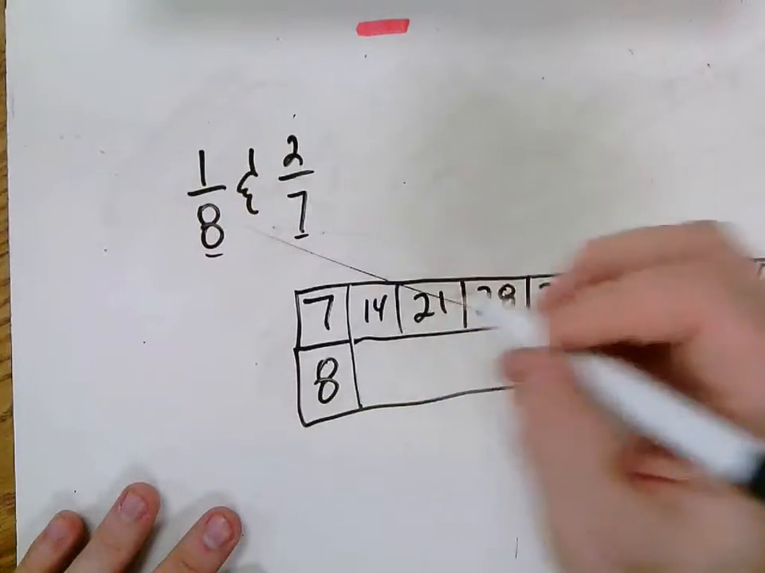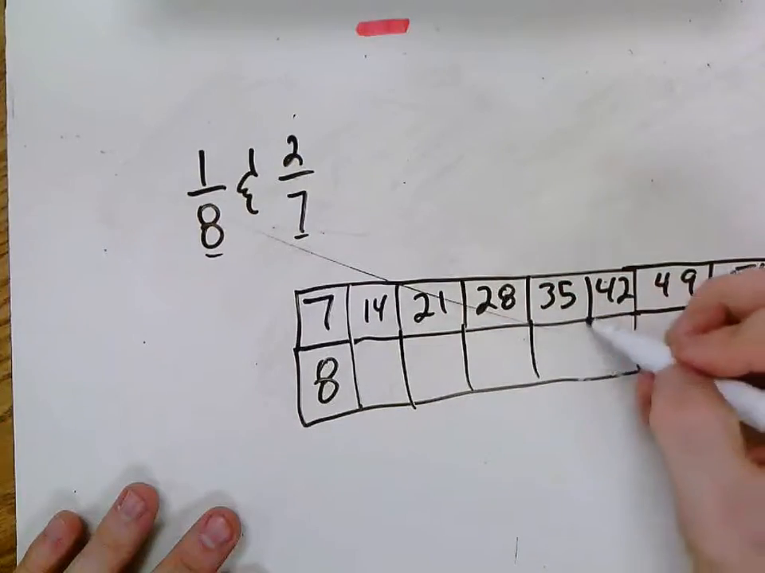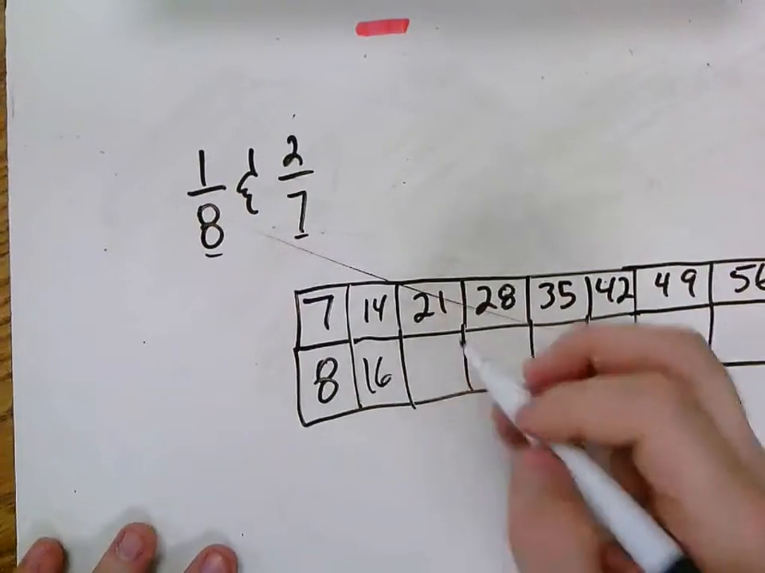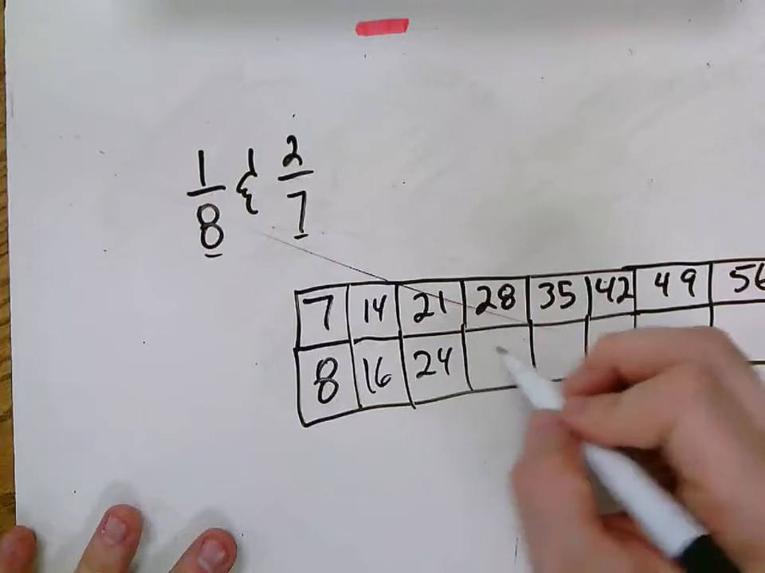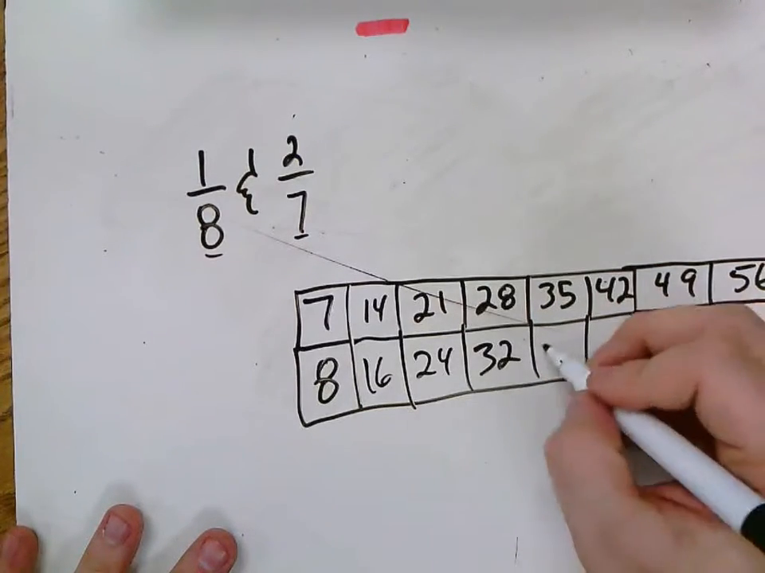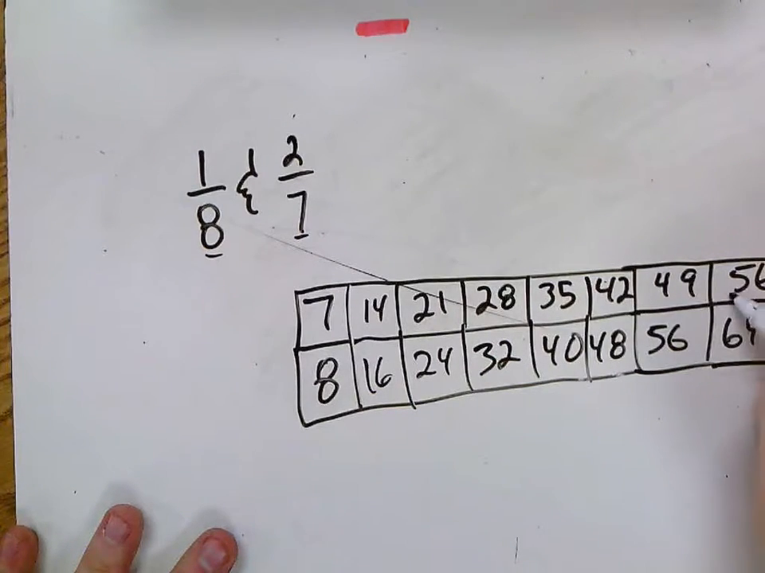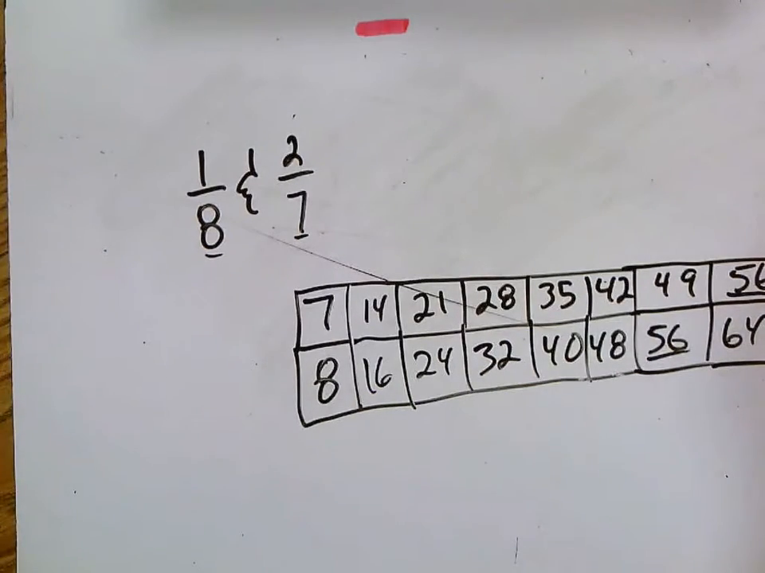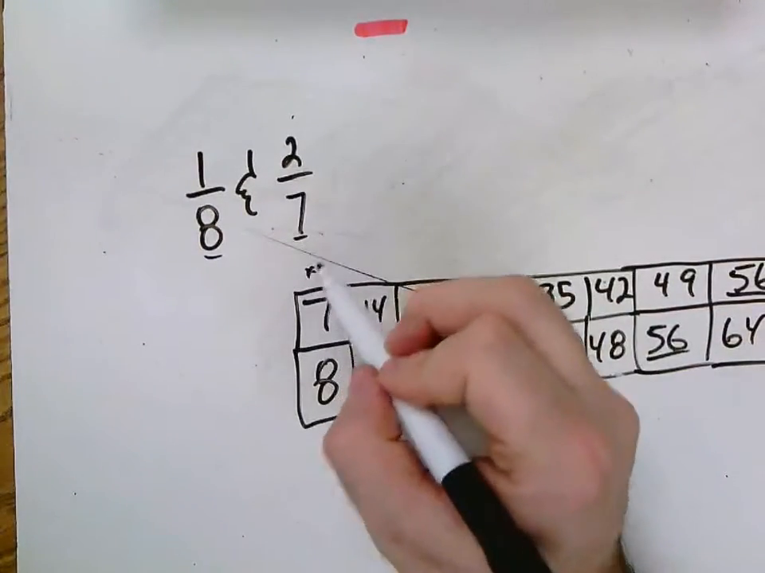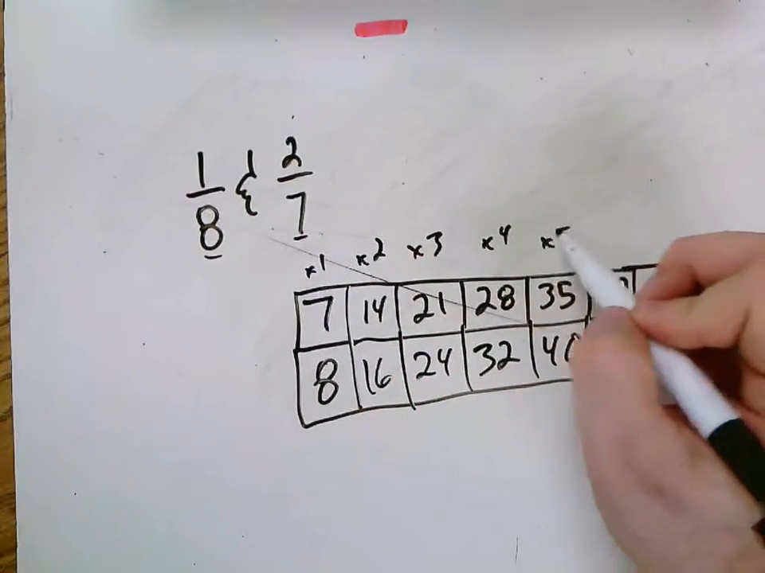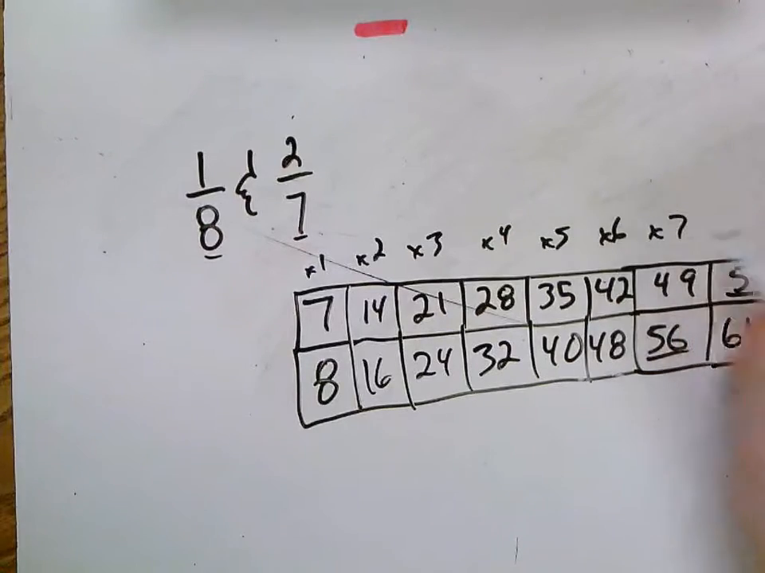And put everything into a box. Now I'm going to make sure that these stay lined up though, so that I can actually use the list this time. 8: 16, 24, 32, 40, 48, 56, 64. Alright, so we've got a 56 and a 56. Now, how we use this to rename the fractions. So this is the first multiple, second multiple, third multiple, fourth, fifth, sixth, seventh, and the eighth multiple.